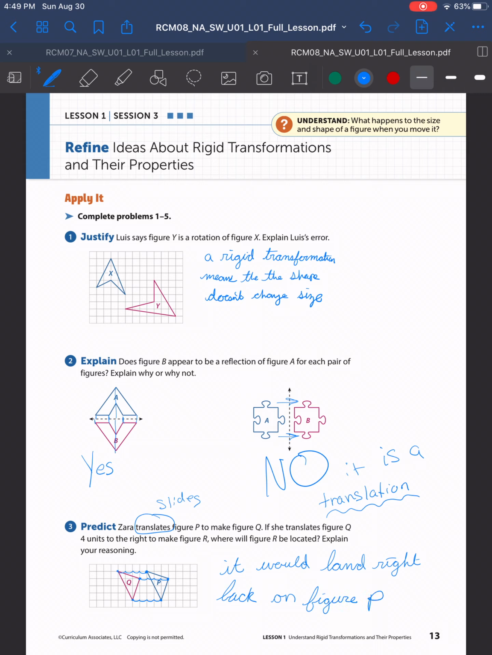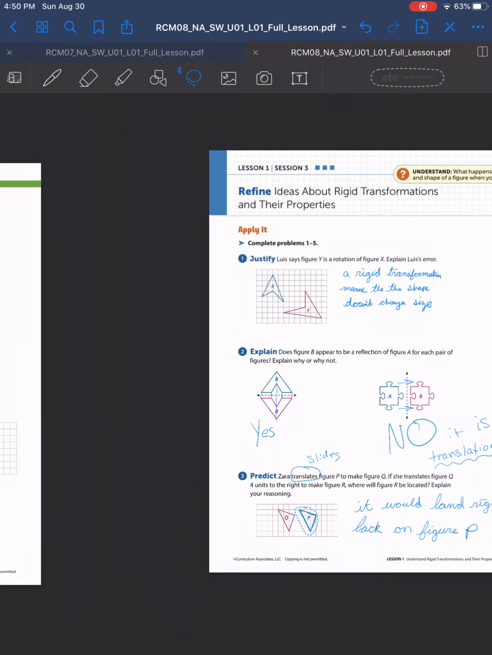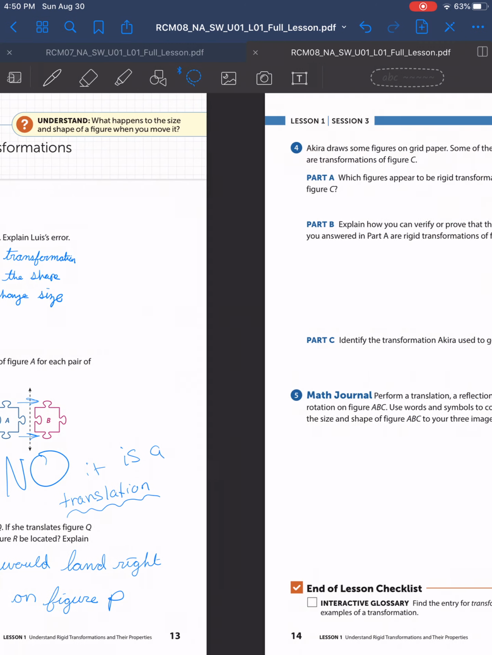P. And if you want a little visualization of that, let me do that for you. So let's say we start with P as our original. I'm going to trace P real quick. Sorry guys, my drawing is not well. P slid or translated over to make Q. Now if I move Q 4 back over, it's just going to land right back on P, correct? That was kind of an easy question.